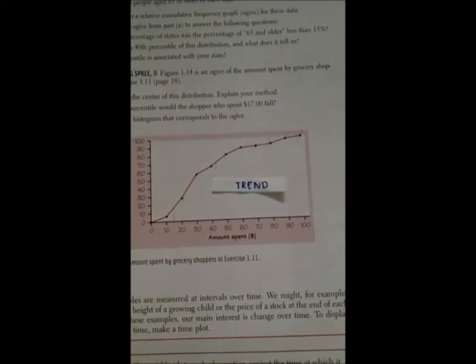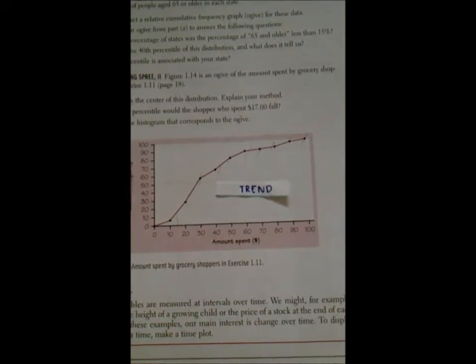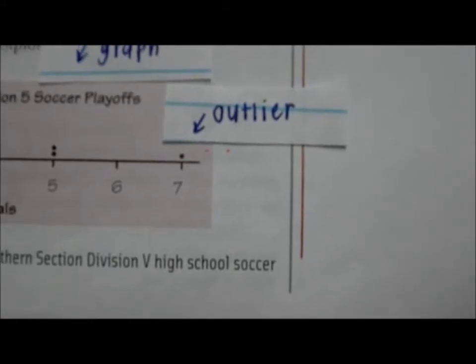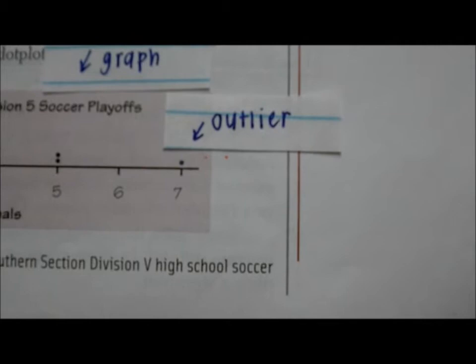When you examine a time plot, there are two common overall patterns. There are trend and seasonal variation. An outlier is an observation that lies outside the overall pattern of a distribution.